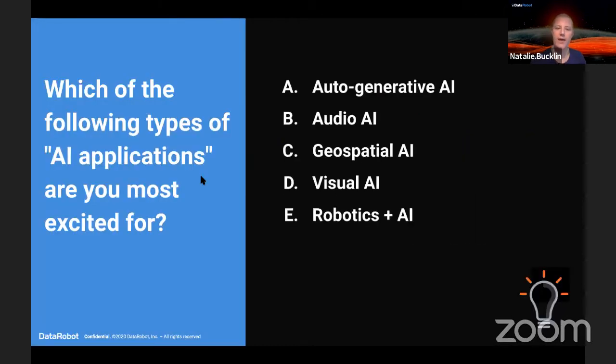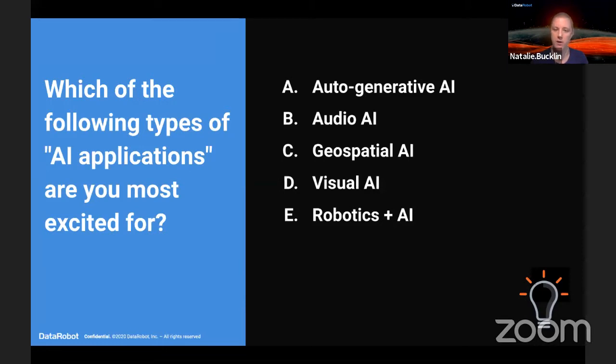Okay, so that was an example of how we can do machine learning. So let's go through the types of AI applications that you guys are most excited for. So we have auto-generative AI. So that is when you're texting on your phone and it's recommending words to complete the text.